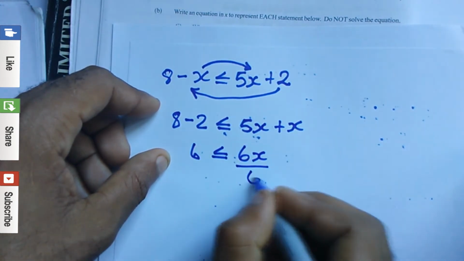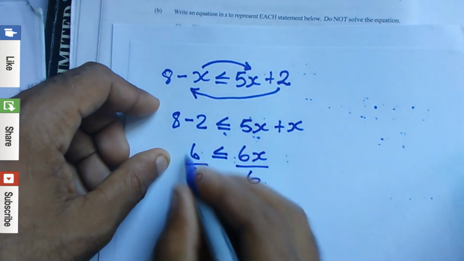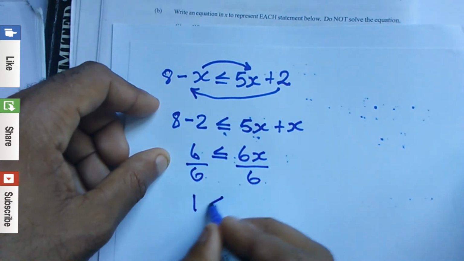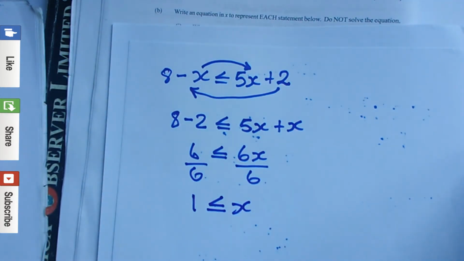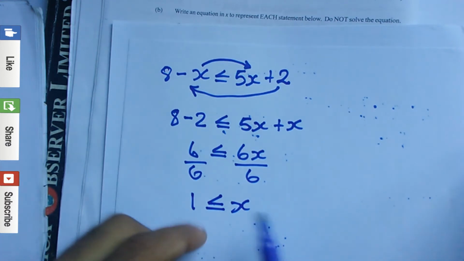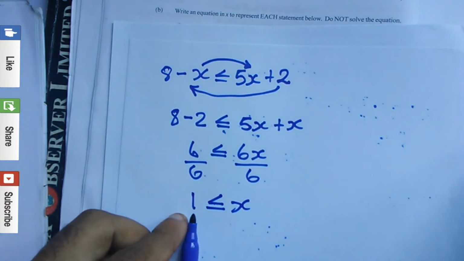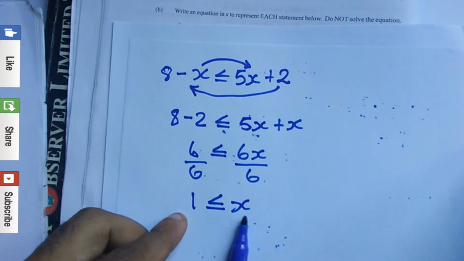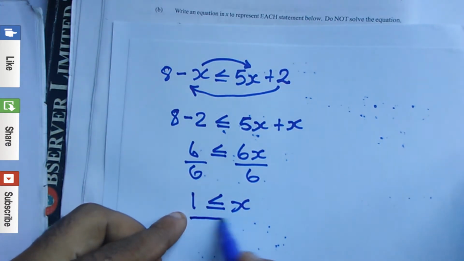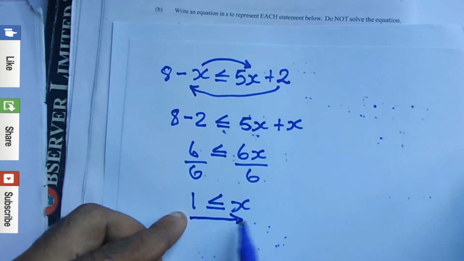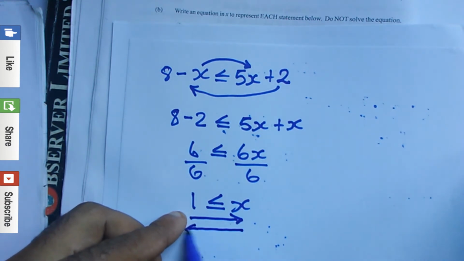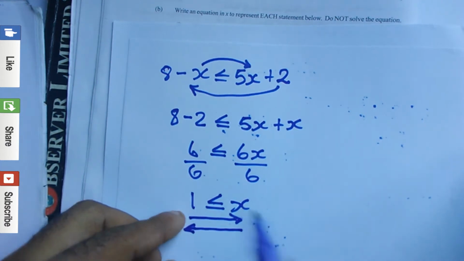And I'm going to divide both sides by 6. 6 divided by 6 is 1, so we have 1 is less than or equal to x. And I don't want to get mixed up in how I read the inequality sign. When I'm reading the inequality in this direction, I'm saying 1 is less than or equal to x. But if I'm reading the inequality in that direction, I would say that x is greater than or equal to 1.